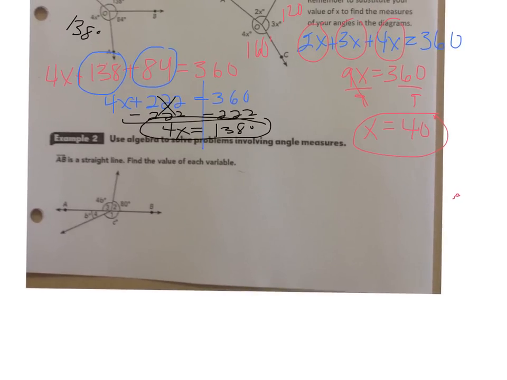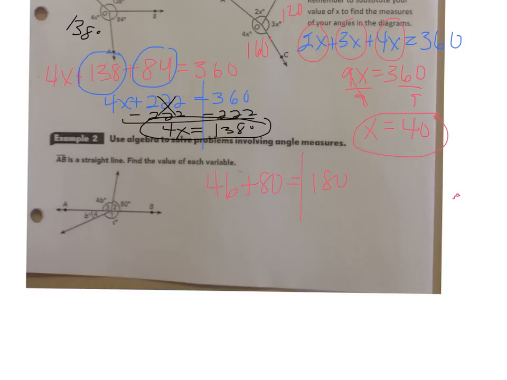Okay, so now we go down to this last one. And it says ray AB is a straight line. Find the value of each variable. Okay? So this one is a little more complicated. So what I'm going to do first is we're going to have to break this up into pieces. I'm going to do the top. Line AB above, we have a 4b and we have an 80, and those both make a straight line. So 4b plus 80, a straight line is 180 degrees.